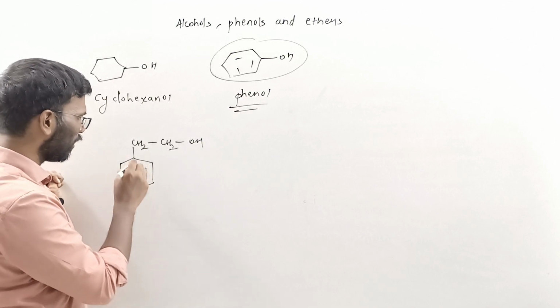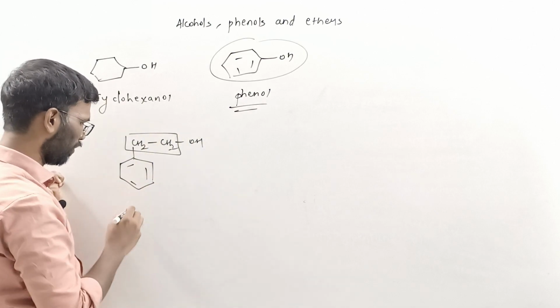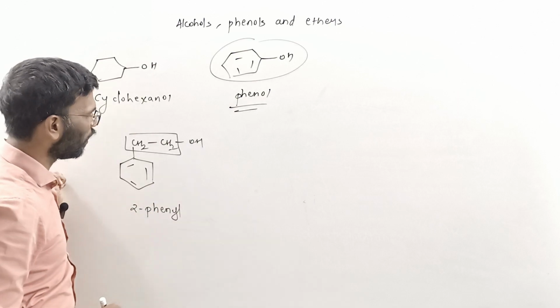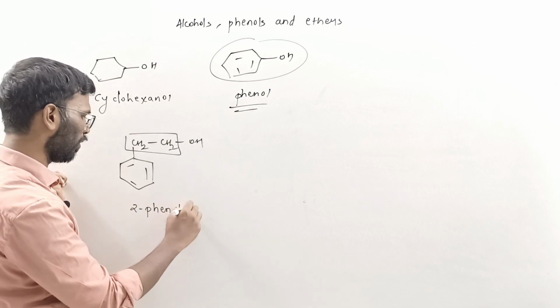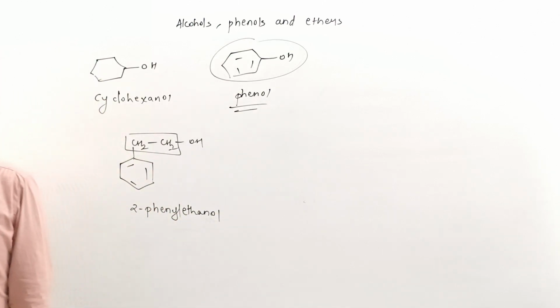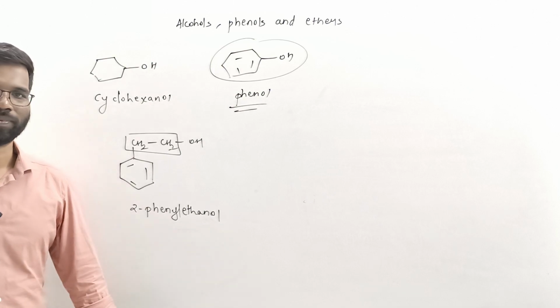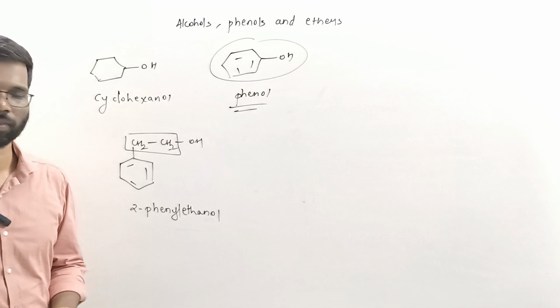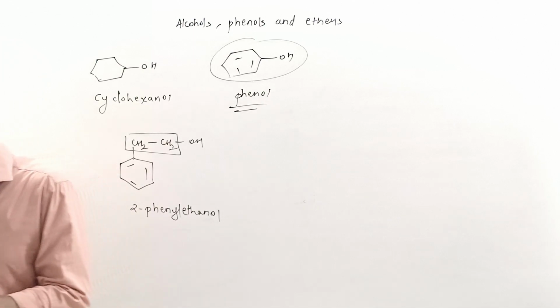So what I'll write is, this is the parent chain. This is 2-phenyl ethanol. Okay, 2-phenyl ethanol. This is the name of the compound, right?